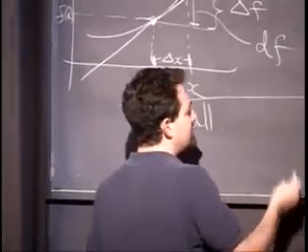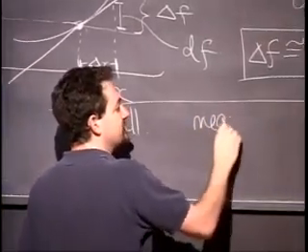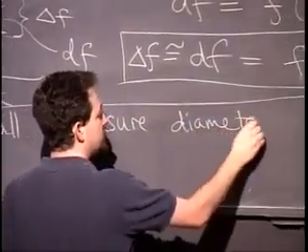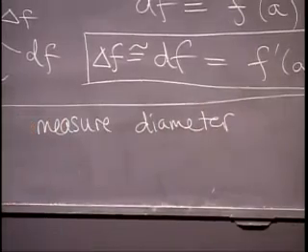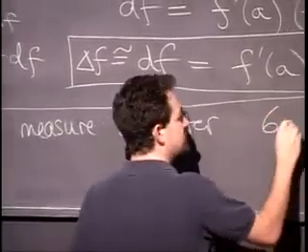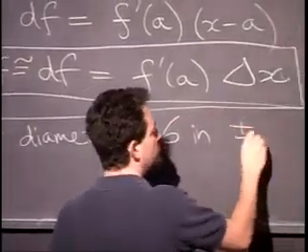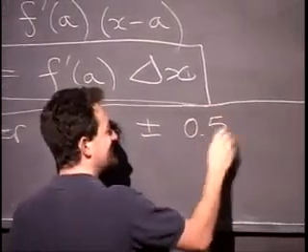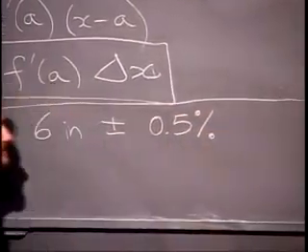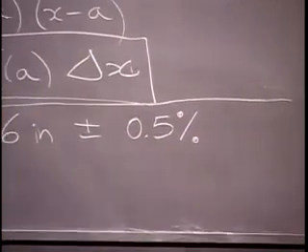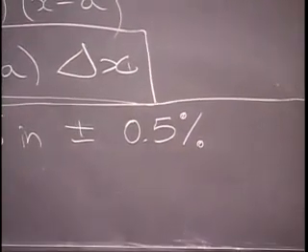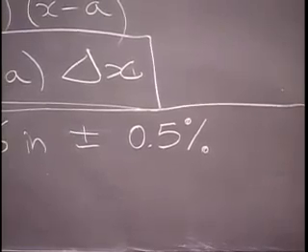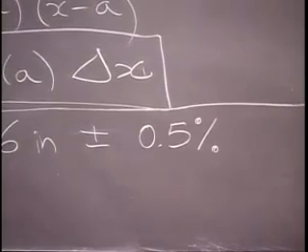So basically, I measure its diameter just by holding up this ruler against it, and I measure it as 6 inches, but I'm not very sure. I'm going to assign plus or minus 0.5% as an error to this. So it could be a little more than 6 inches, could be a little bit less than 6 inches. But I actually don't care about its diameter, I care about its volume. I'd like to know, what is its volume?